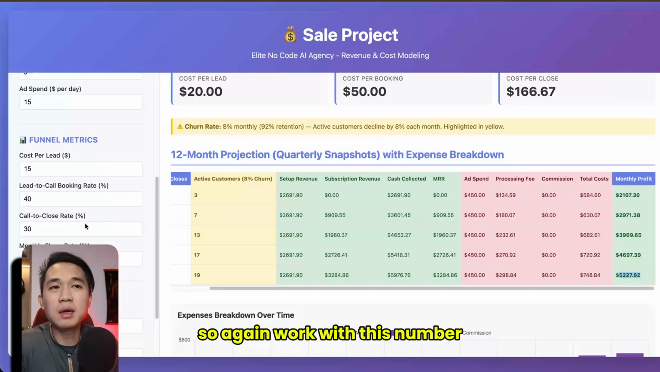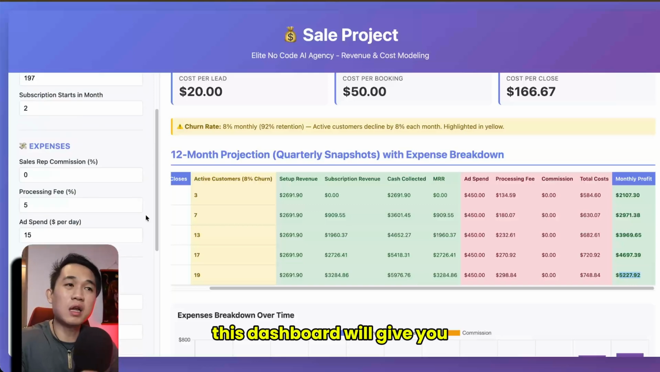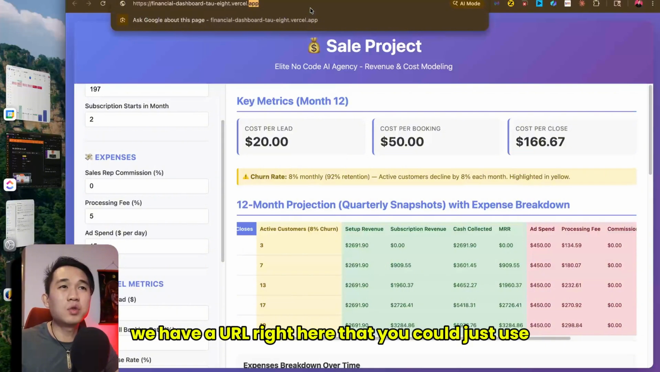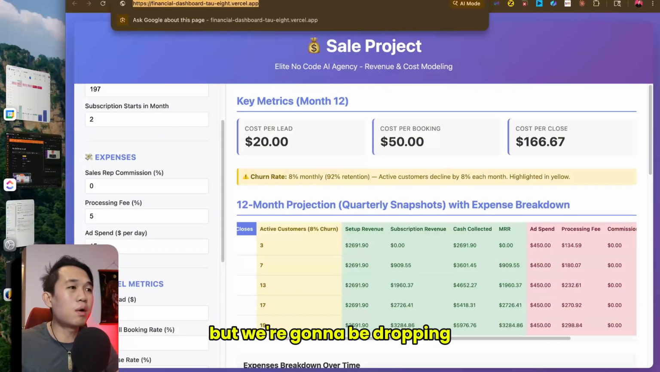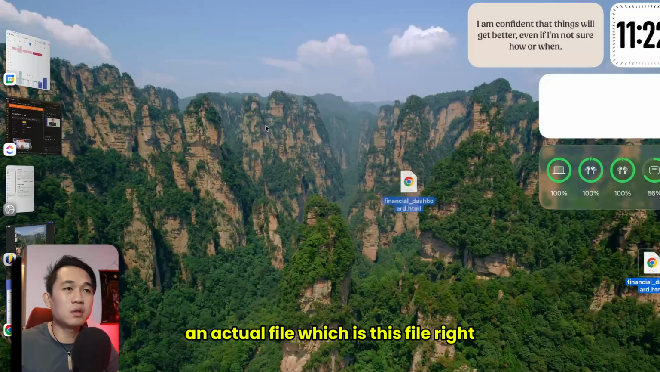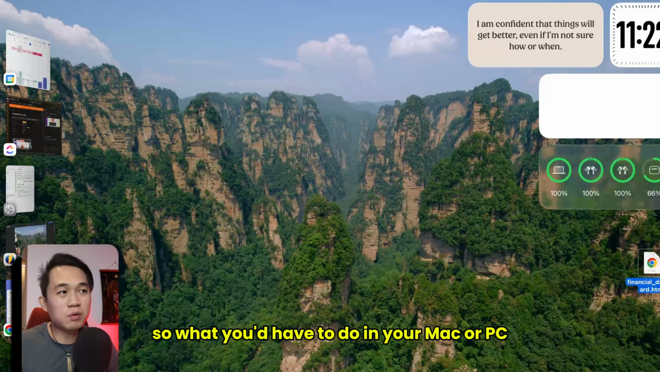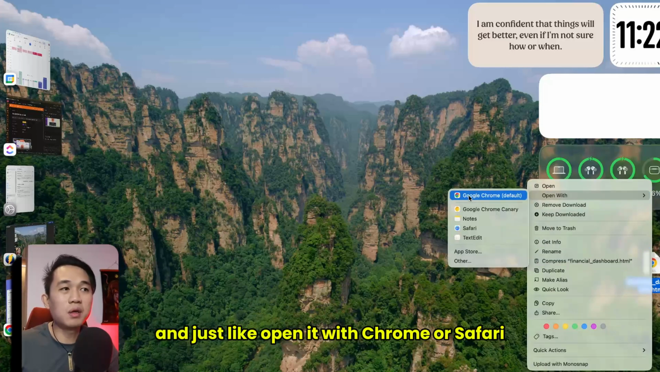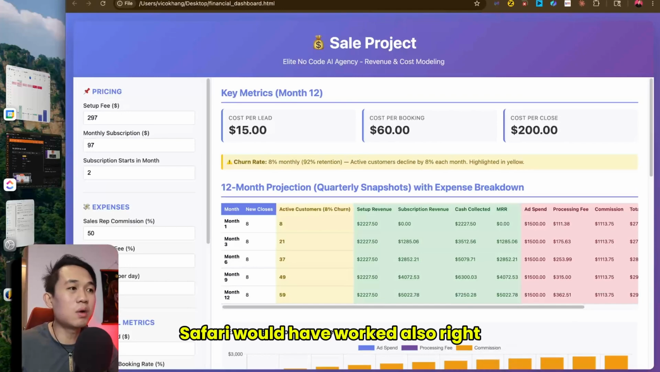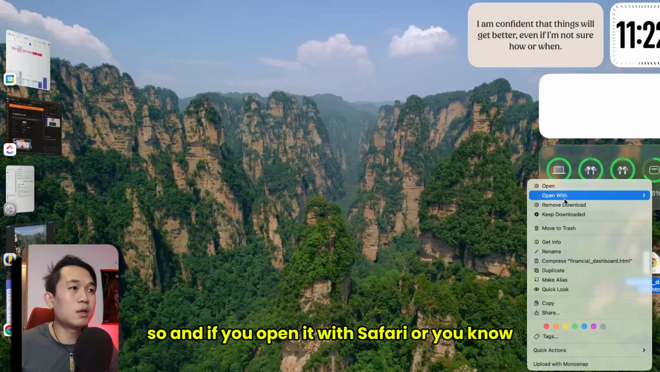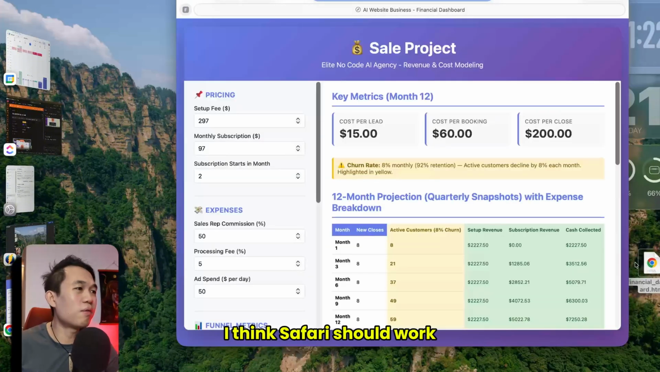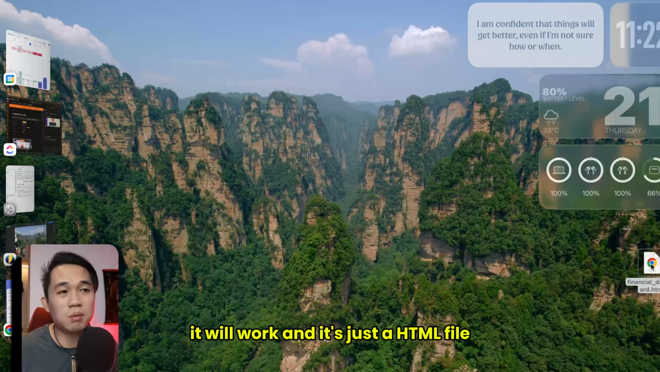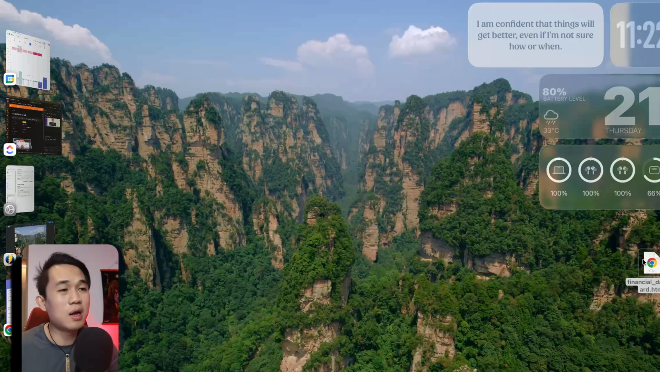So again, work with this number. This dashboard will give you an understanding of what everything looks like. If you actually want to use this, we have a URL right here that you could just use, but we're going to be dropping an actual file, which is this file, the HTML file. What you have to do on your Mac or PC is just right click on it, click open, and open it with Chrome or Safari. Safari should work also. Pretty much just open it with any browser, it will work, and it's just an HTML file. So I'm just going to drop this in Google Drive and put the link in the description.